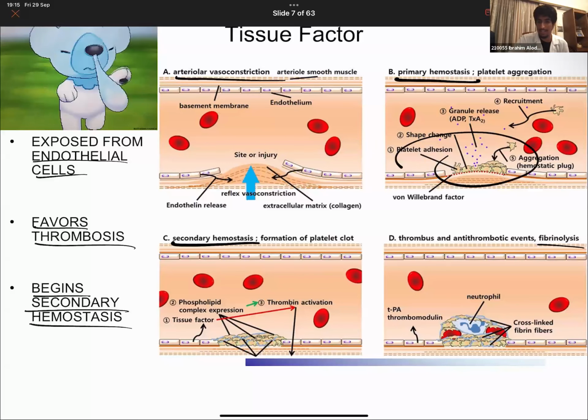All right, you guys get tissue factor? Okay, cool. So tissue factor starts secondary hemostasis. Exactly. Tissue factor is going to be the thing that triggers the start of secondary hemostasis. So injury, vasoconstriction, platelet plug is formed, tissue factor gets exposed, secondary hemostasis starts. Is that cool? We got it?